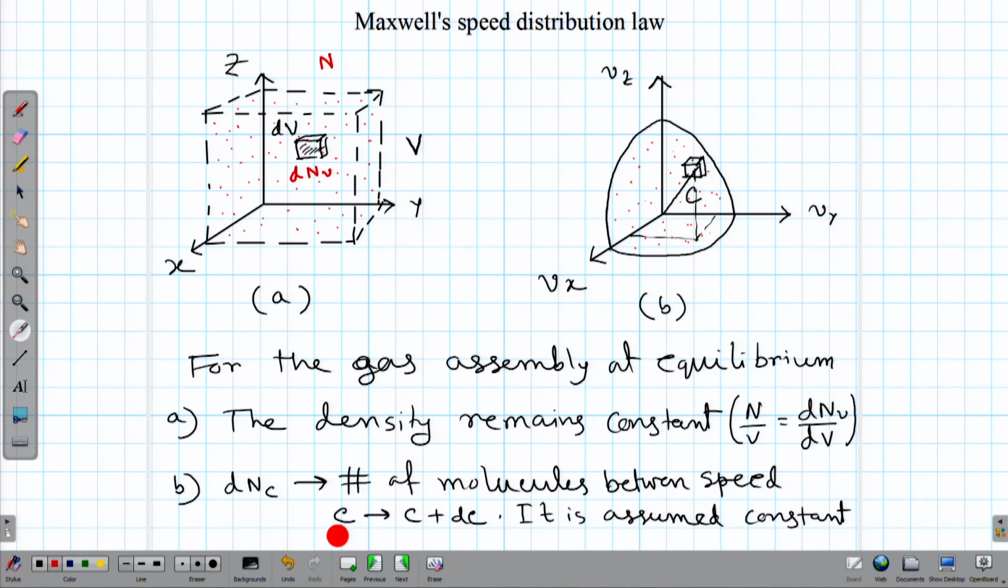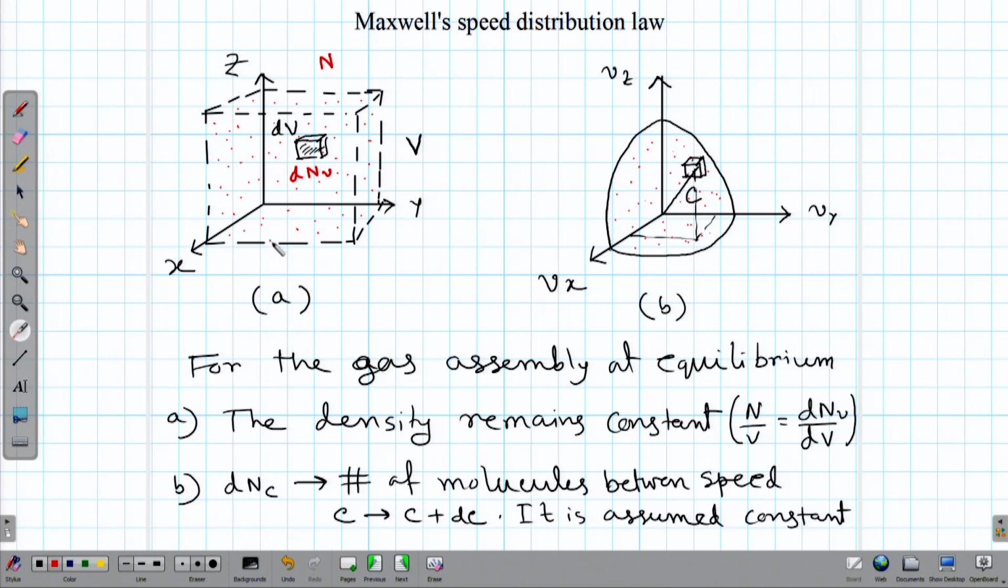And let us assume that dN_c is the total number of molecules in this entire gas assembly between speed c to c plus dc. It is also assumed constant, of course depending on the value of c itself, but once we fix c, if we are looking to find out the number of molecules present in the vicinity of a fixed speed value c, then this is also a constant.